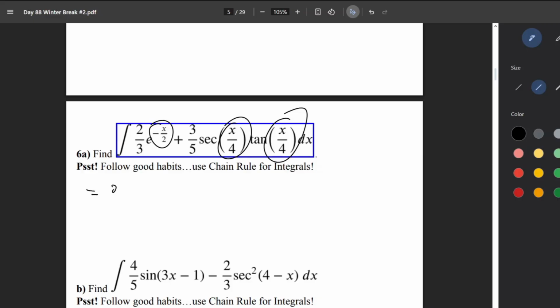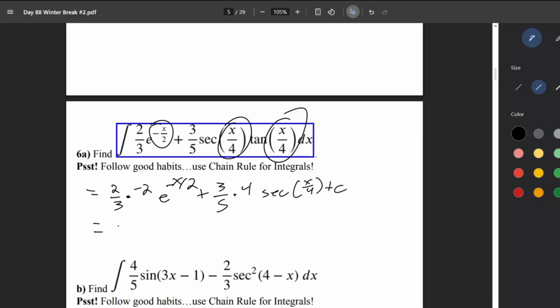Anyways, this would be equal to 2/3. Since it's 1/2, we just times negative 2, and e to negative x over 2 plus 3 over 5. Since we know the integral of e to the whatever is still e to the whatever. And then, sorry, times 4, and then sec x over 4. Make sure you bring this down. Do not change it. A common mistake would be putting 1/4 there because we took the slope, but you just keep it, plus c.